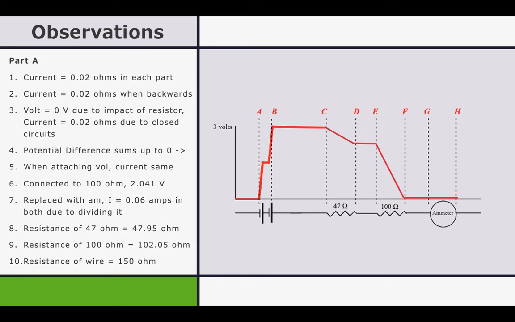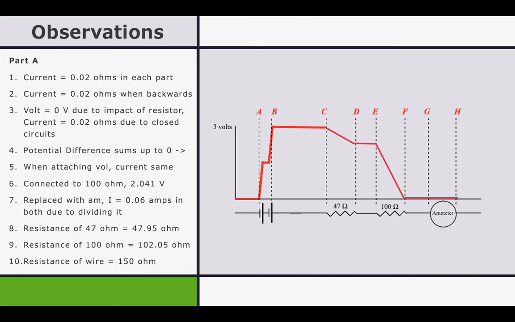The potential differences throughout the entire circuit at the different points that we saw on the previous slide all sum up to 0, and they are as shown in the graph below, where from C to D, the slope is minus 0.09, and from E to F, it is 2.014, due to the way the 47 ohm resistor and the 100 ohm resistor affect the circuit.